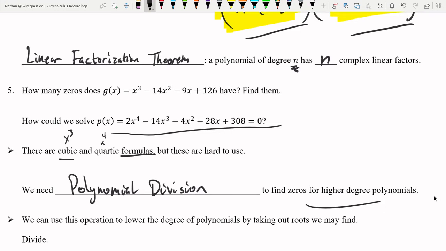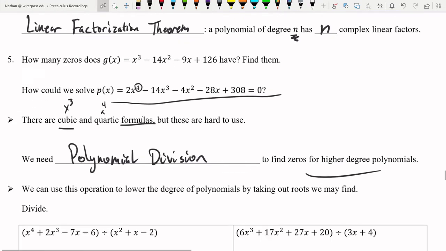We do this operation, this polynomial division, so that the power goes from, for instance, 4 here, to a lower degree. Whenever you divide out something, it reduces the power. And if we can reduce it down to a square, for instance, the quadratic formula is quite easy to use and maybe easy to factor.